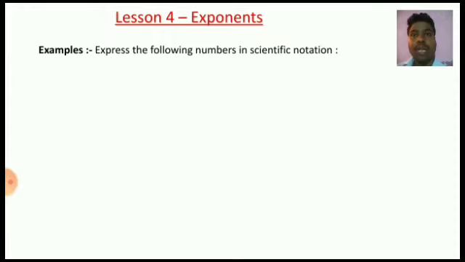Hello students, today we start the last session of the exponent lesson. In this session, we will solve some examples on exponents. So let's see some examples.